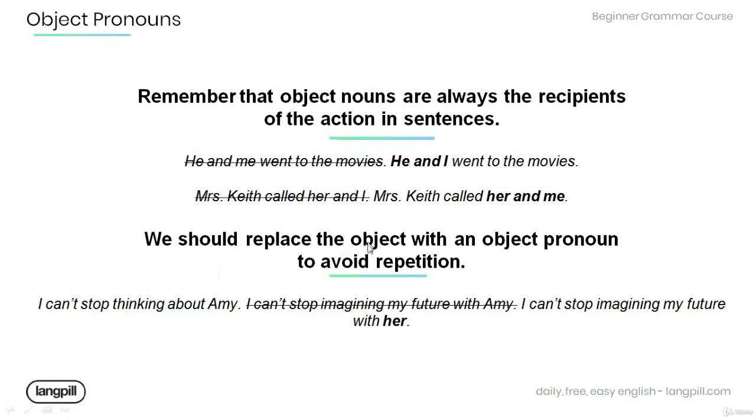Also, we should replace the object with an object pronoun to avoid repetition. Let's have a look at an example over here. I can't stop thinking about Amy. I can't stop imagining my future with Amy. Now we can avoid repeating the word Amy by using object pronouns. For example, I can't stop imagining my future with her.